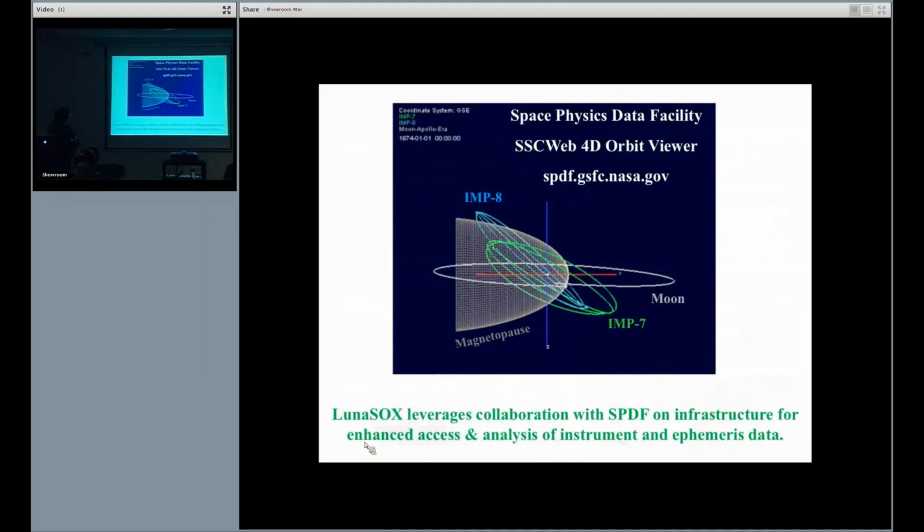Being part of the Space Physics Data Facility, we have other services. One of them is a 4D orbit viewer, meaning 3 dimensions plus time. You can rotate this thing around in 3 dimensions and then follow in time the position of the moon and other spacecraft. Of course, for example, the Artemis spacecraft would be supported in that, and where they are with respect to the magnetosphere of the Earth back here. So when this thing is out sunward of the magnetosphere, that's obviously a good time to do the solar wind interactions.